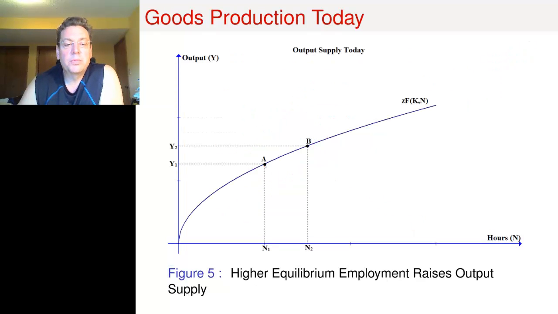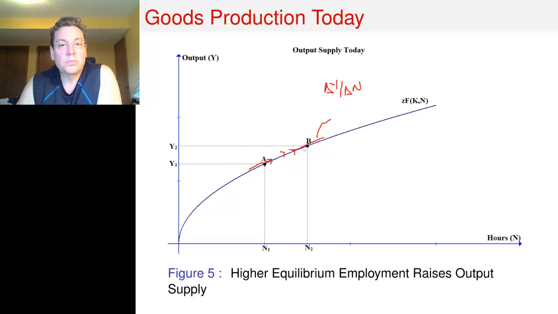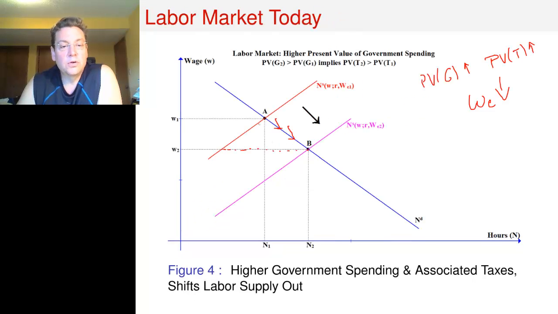The higher level of employment will get the economy to slide out along this production function, and so higher employment will be associated with higher output. Notice that the slope of this production function, which is the marginal product of labor, right? It's delta Y over delta N, that this marginal product is declining as N goes up. And since we know that the wage has to equal the marginal product in equilibrium, it's a good thing that what we see over here is that the real wage is falling.